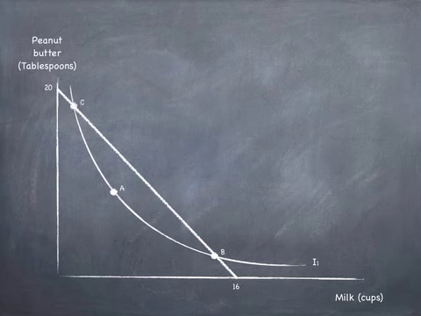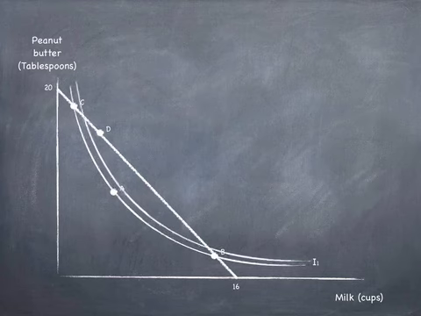How about point C? Point C, well, she's once again spending all of her income, but she's on the same indifference curve. She's not any better off at bundle C either. What is she going to have to do to get to a higher level of utility? Is it possible? Well, sure it is. Consider point D. At point D, she's spending all of her income, and she's on a higher indifference curve.